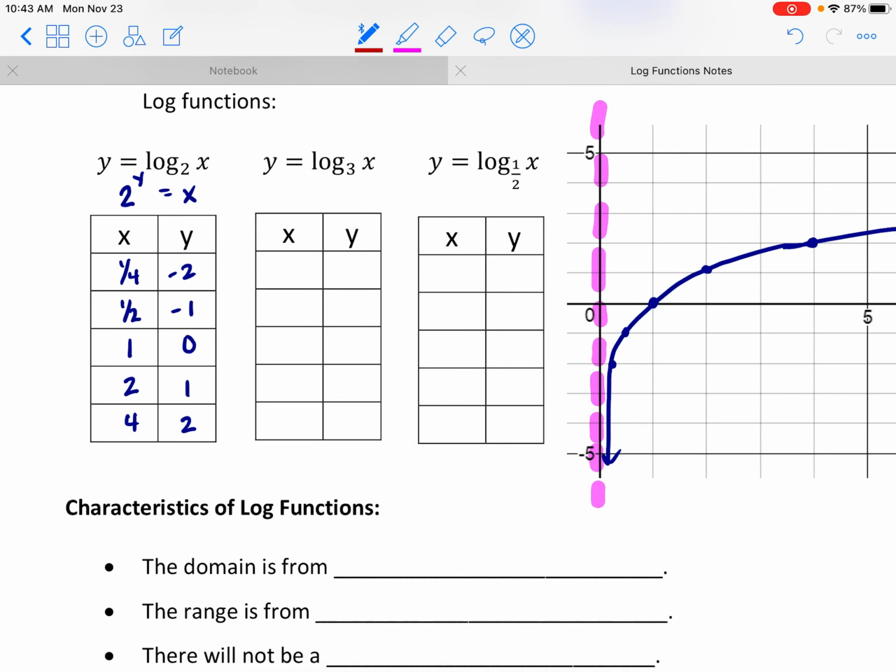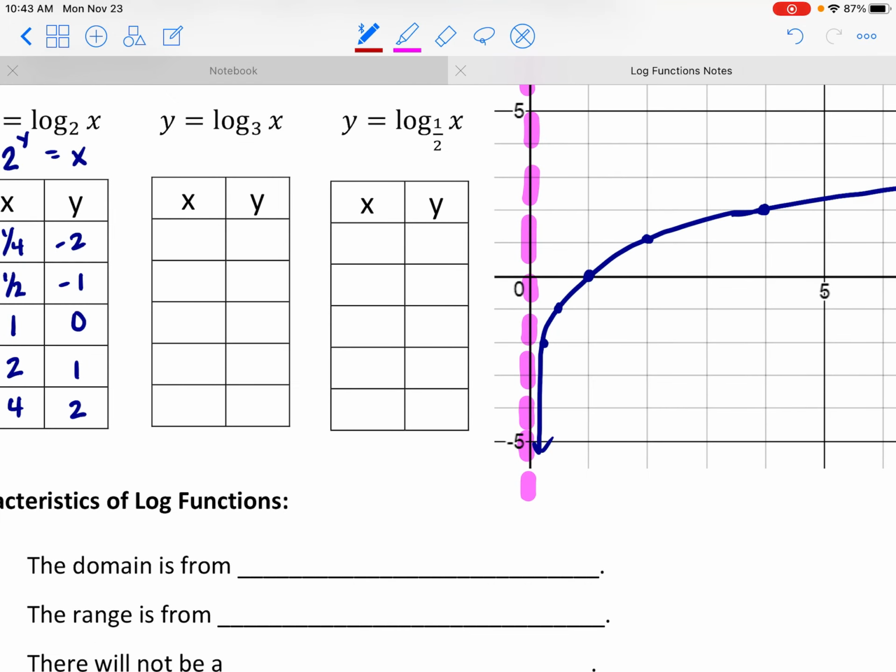Hopefully we know what's going to happen with this. Again, in exponential form, this would be 3 to the y power equal to x.